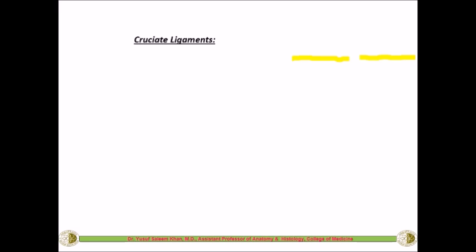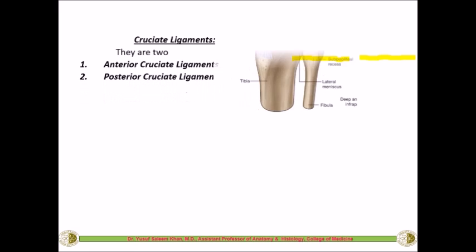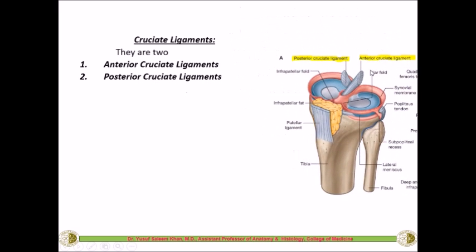Then there is also a very important ligament, as I said before. These are called the cruciate ligaments. There are two cruciate ligaments, anterior and posterior cruciate ligament. If you see here, coming back to this picture, this is the anterior cruciate ligament and this is the posterior cruciate ligament. So these are the two cruciate ligaments which are very important in the stability of the knee joint.